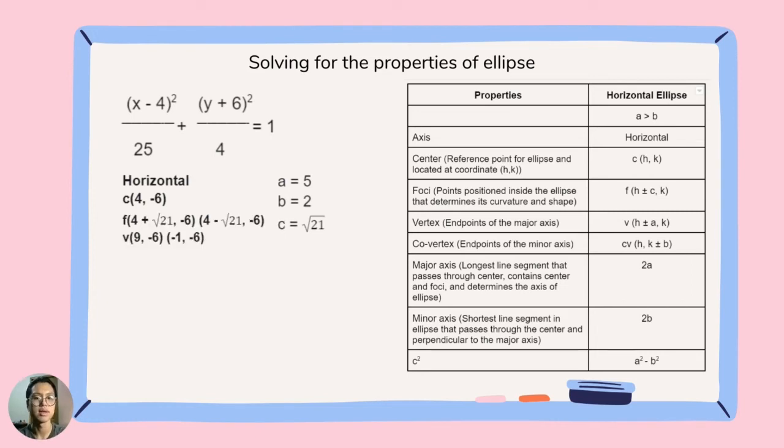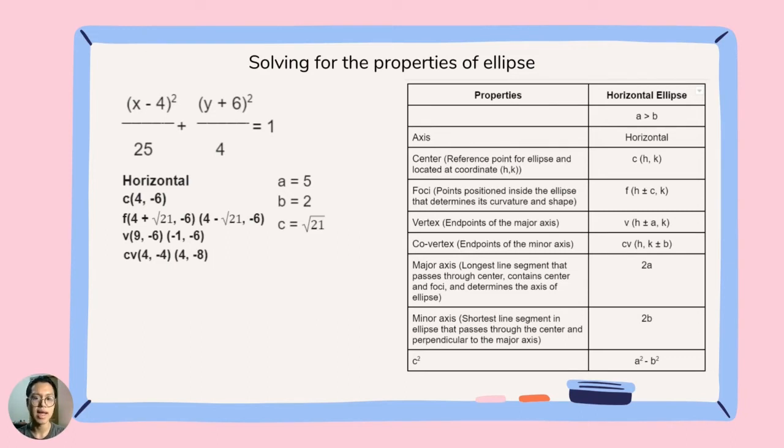Next is for the vertex. We just need to add and subtract a to the x-coordinate since we have a horizontal ellipse. So we have (9, -6) and (-1, -6). Next, we can now consider co-vertex. We need to add and subtract b since co-vertex is always against the axis, which is in this case horizontal. We are going to consider the y-coordinate instead. So we have (4, -4) and (4, -8).